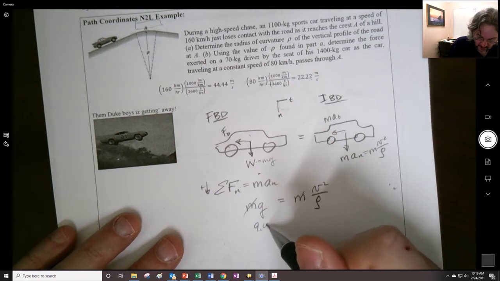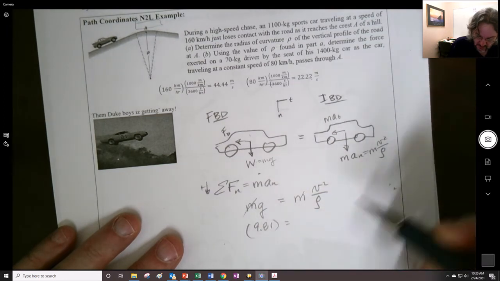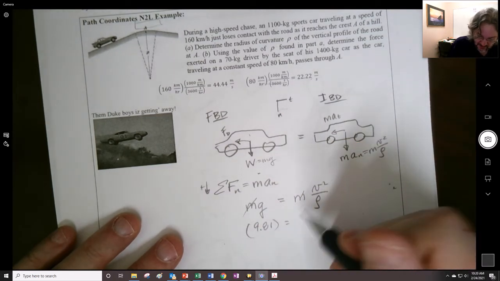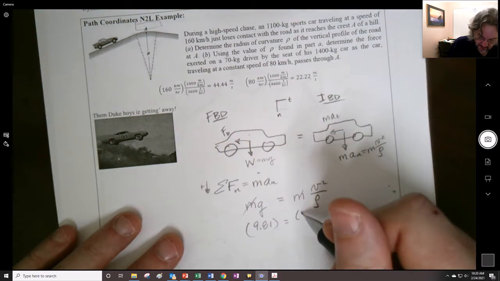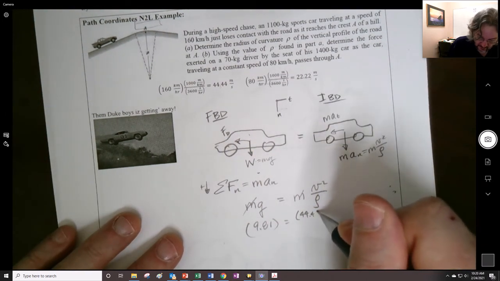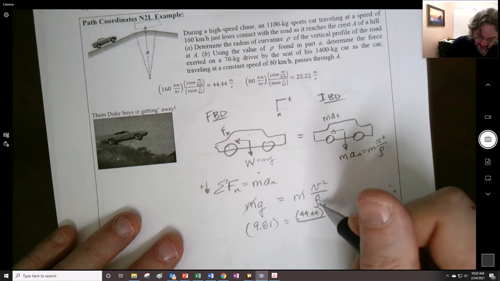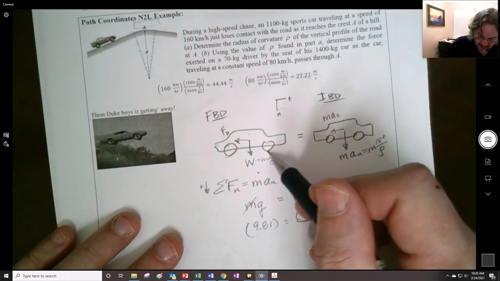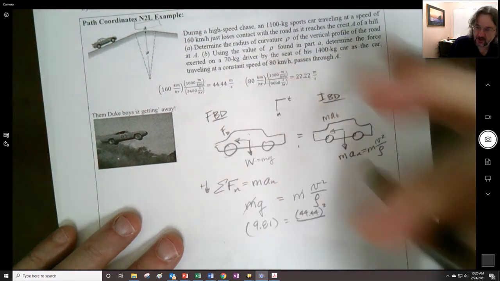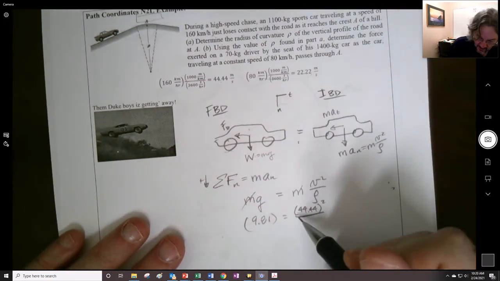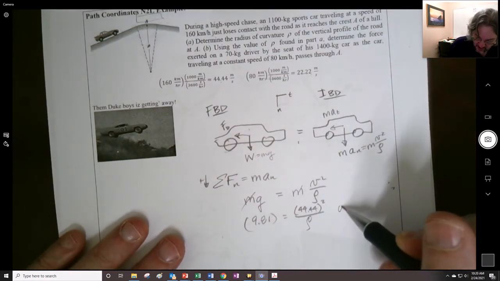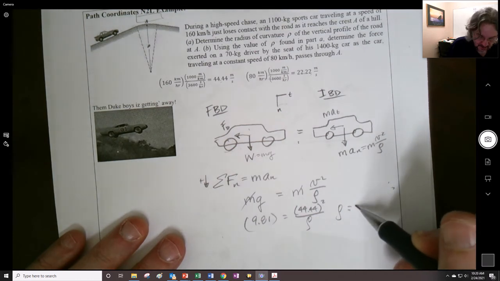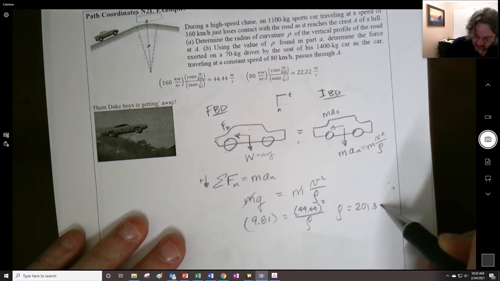So we got 9.81 is going to be equal to the velocity of this thing, which was 44.44 squared, over rho. And it just loses contact, right? This thing is just out of contact, so don't even draw the ground in your free body diagram. And so we get a rho that we find to be 201.3 meters.